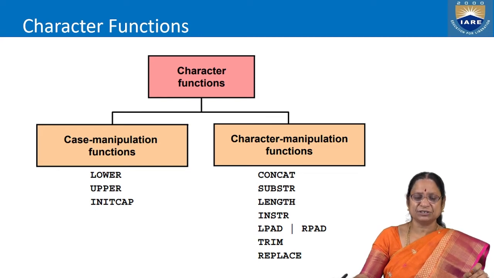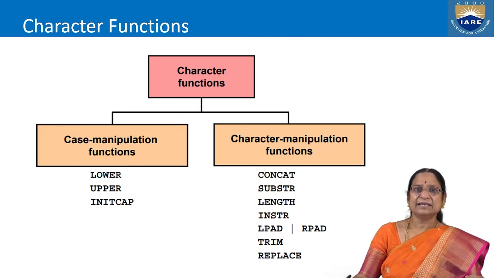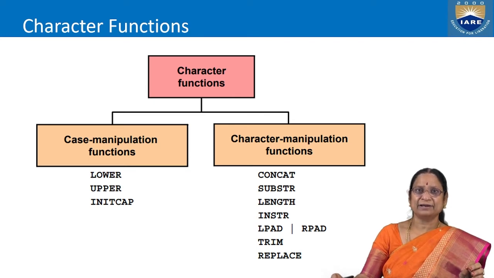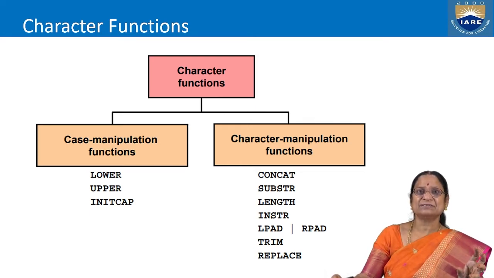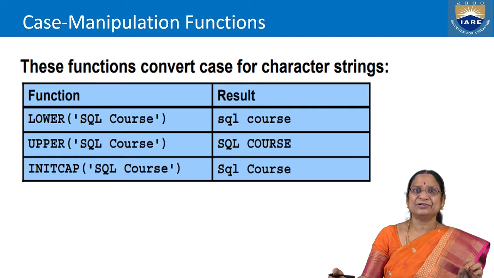So first we'll discuss the character functions. Character functions are categorized again into two categories: case manipulation functions and character manipulation functions. Case manipulation functions convert uppercase to lowercase, lowercase to uppercase, etc. Character manipulation functions join two strings, get the substring or length of a string, insert a substring into an existing string, pad leading or trailing spaces with a character, trim, and replace a substring with some other substring. All this can be done by our functions. So if such a requirement is there, we need not write our own logic. We can use these functions, and the respective logic can be reduced.